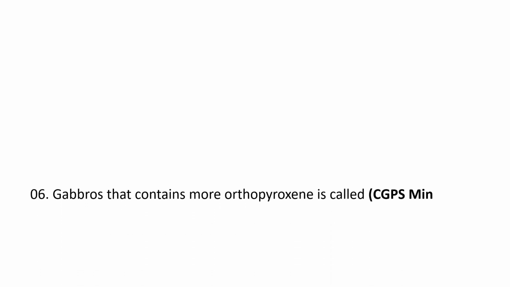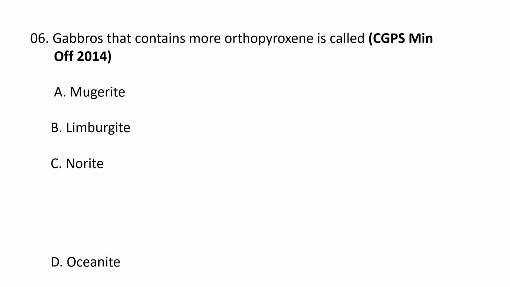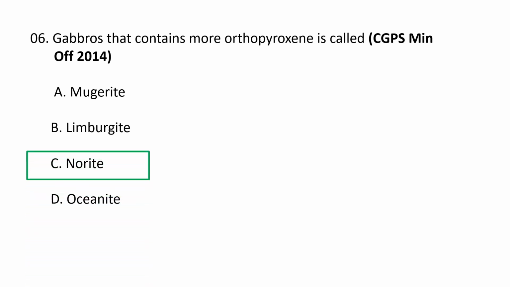Next question. Gabbros that contain more orthopyroxene is called A. Mugearite, B. Limburgite, C. Norite, and D. Oceanite. The correct option is C, Norite. A gabbro that contains more orthopyroxene is called a norite, and norite is also known as orthopyroxene gabbro.